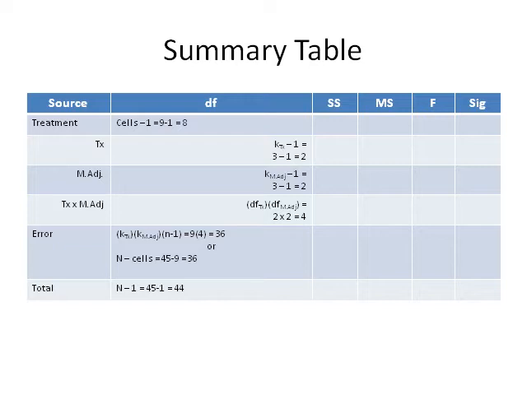We can also compute error by subtracting the number of cells or groups from n. Here, 45 minus 9 equals 36. We could also compute degrees of freedom error by subtracting 1 from the number of participants in each group or cell and adding them together. In this problem, if there were an equal number of participants in each group, the number of participants in each group would be 5. Thus, 5 minus 1 equals 4, and multiplying 4 by 9 equals 36.